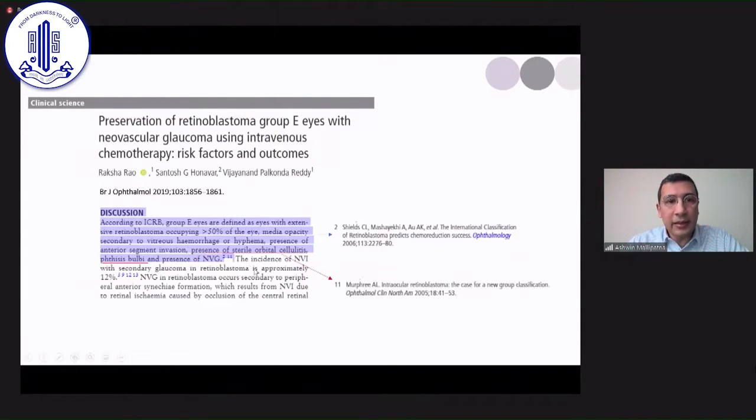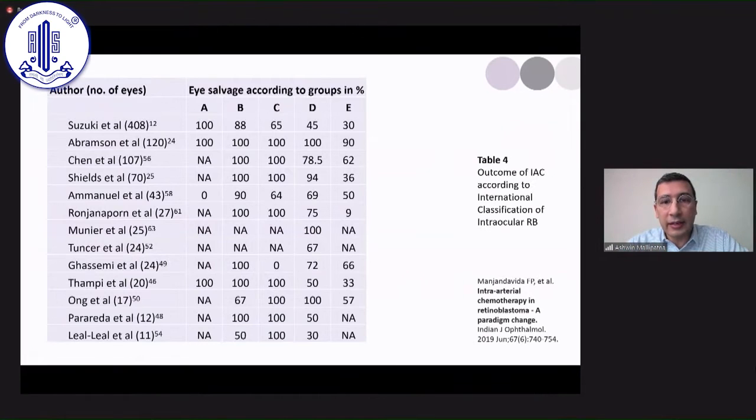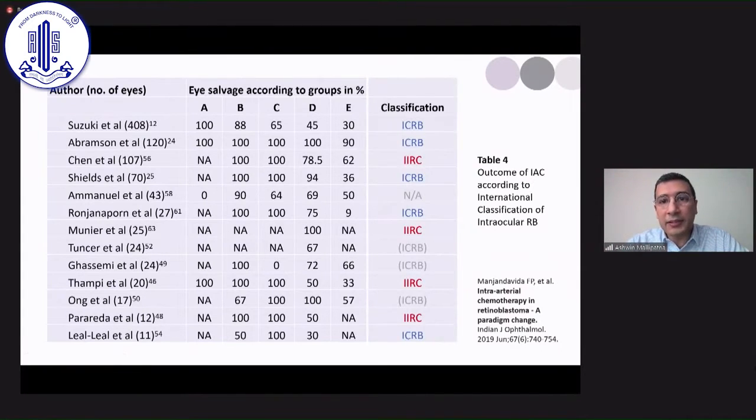If you look at a retrospective review of intraarterial chemotherapy, it also mentions the salvage rates according to the classification from A to E, but it doesn't mention the different classification systems used in each of these papers. Some of them don't even mention which of the two they've used, and we are presuming based on what they have written in their text.